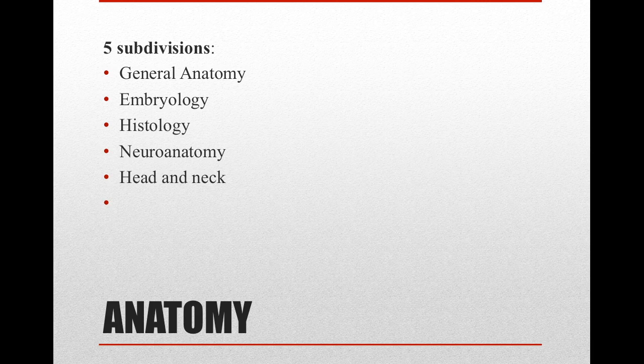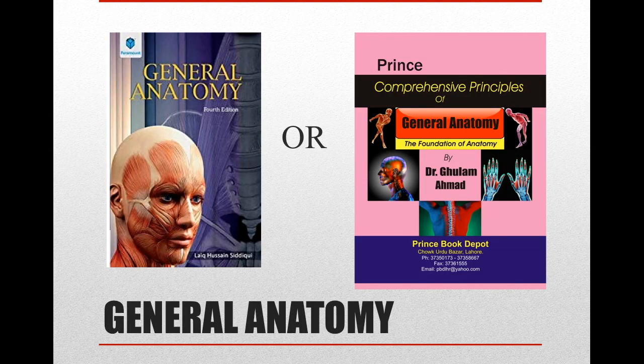So, we're going to talk about general anatomy, and I know I need to be faster because a lot of people complain about me being very slow. For general anatomy, there are 2 books that are available. You have to choose one of these books: General Anatomy by Laik Hussain or General Anatomy by Ghulam Ahmed. Don't buy both of the books because this is not as major as you think it is. So just choose one of these books.